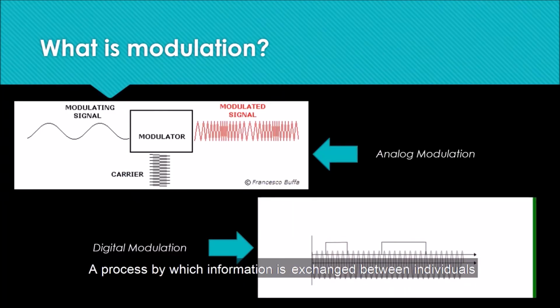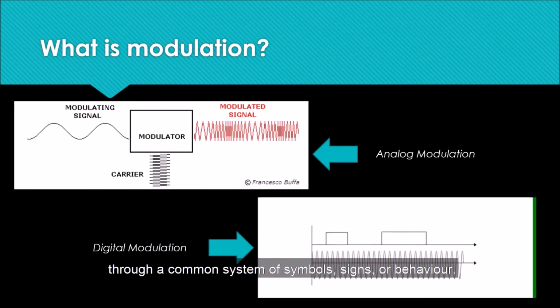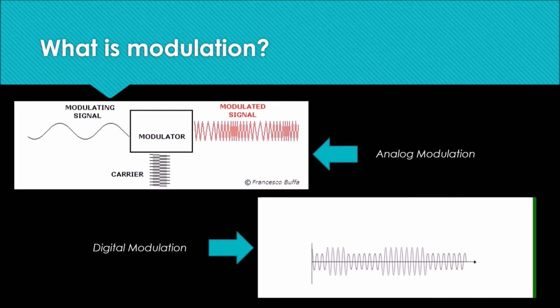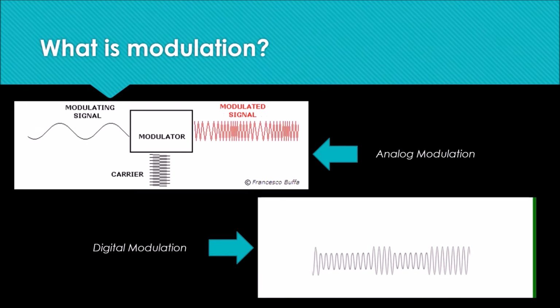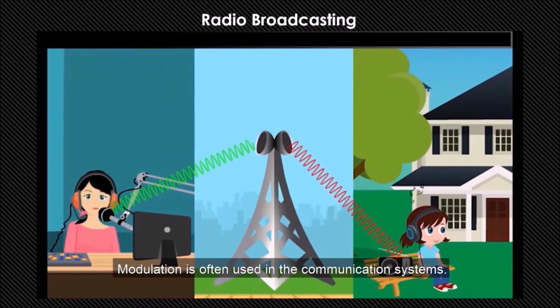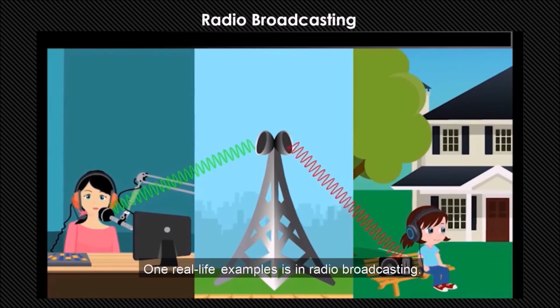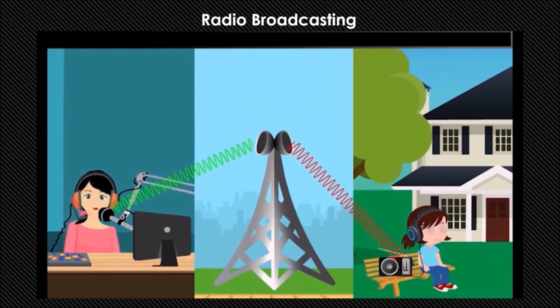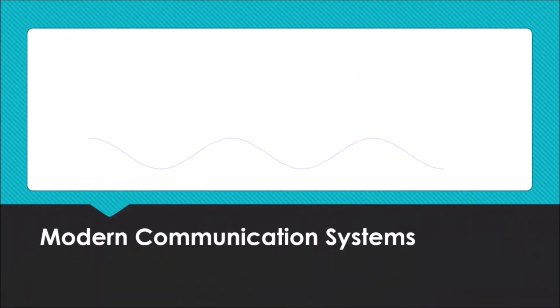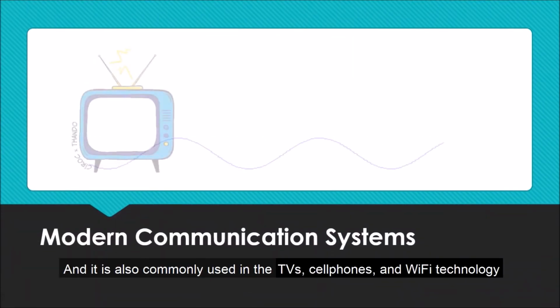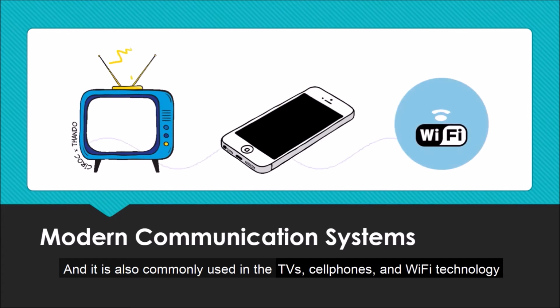A process by which information is exchanged between individuals through a common system of symbols, signs, or behavior. Modulation is often used in communication systems. One real-life example is in radio broadcasting. And it is also commonly used in TVs, cell phones, and Wi-Fi technology.